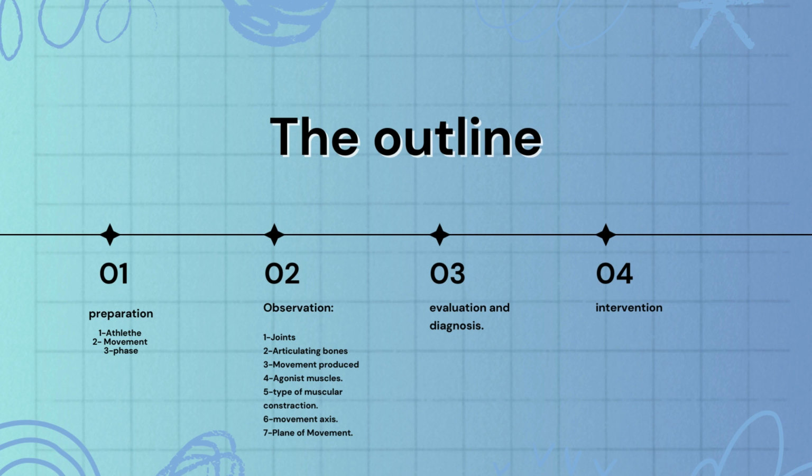I'm Mohammed, and today I will be presenting my part of the presentation regarding the biomechanical kinetics and kinematics of a movement. Moving on to the outline, we can see there are four key points. The first point is the preparation, where we're going to see the athlete, the movement and the phase that we will be analyzing. The second part is the observation. We're going to have a look at the joints, articulation, bones, movement produced, agonist muscles, type of muscular contraction, movement axis and plane of movement. Third, we're going to see an evaluation and diagnosis. And the last thing is an intervention.